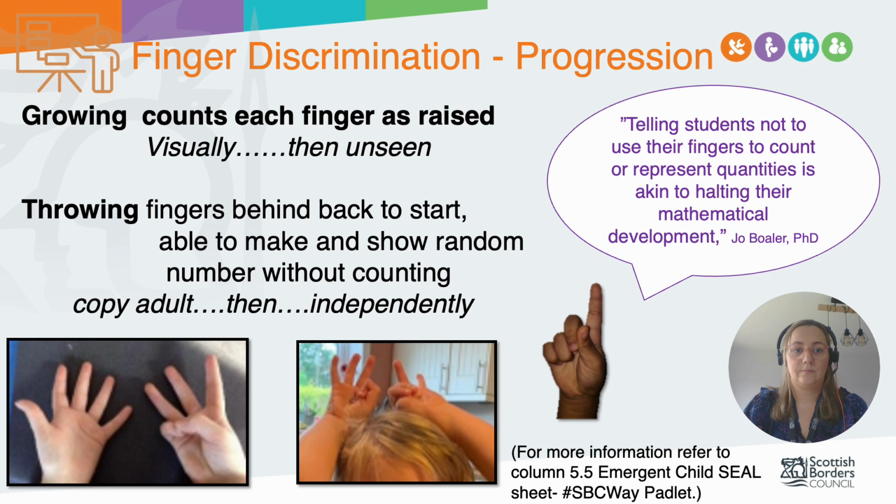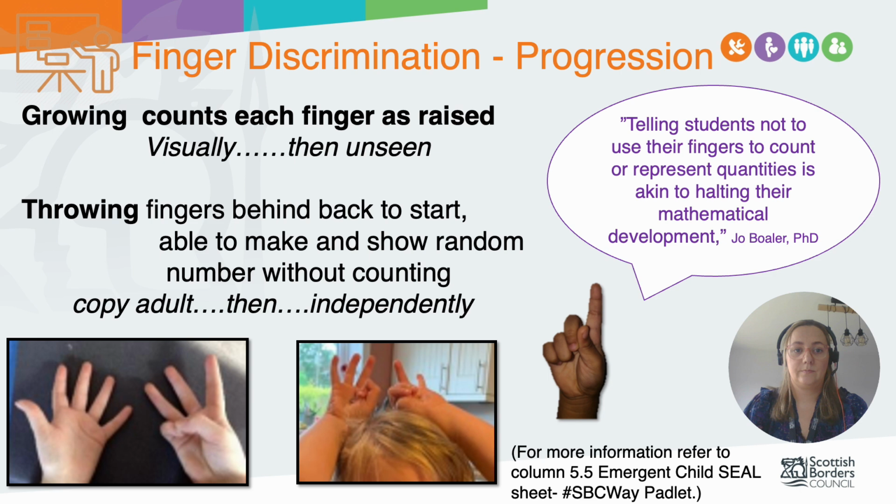To teach finger discrimination, we start with growing finger patterns, which is when the child can see their fingers and counts each one as they raise it. They can do this copying an adult and then begin to do this independently. The next step is to be able to do this without looking. The child can put their hands on top of their head like bunny ears to grow their fingers, or might be able to count under the table without looking.